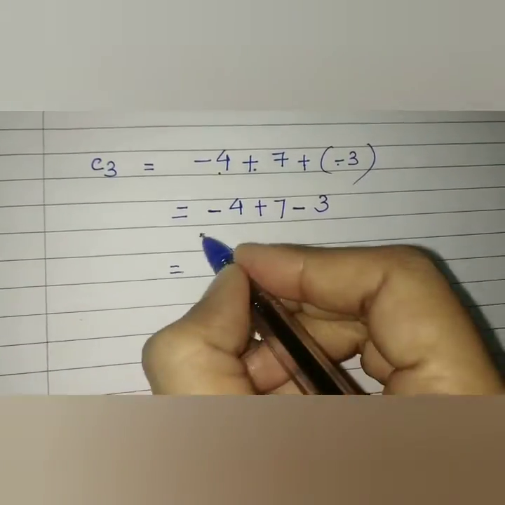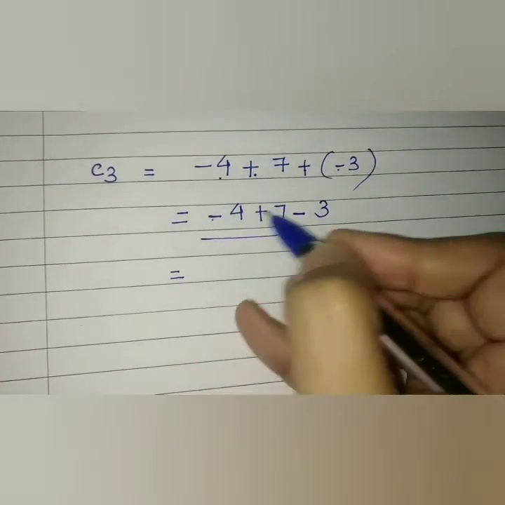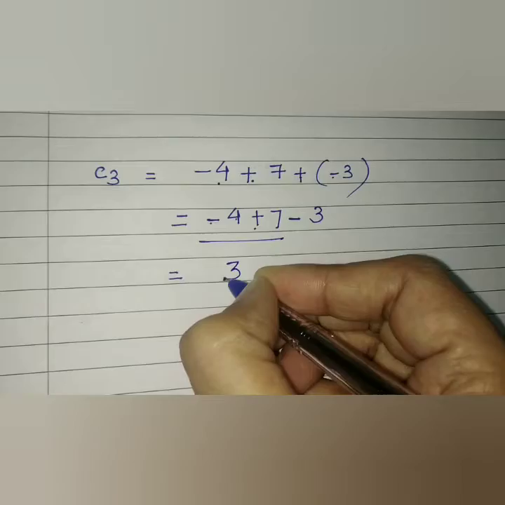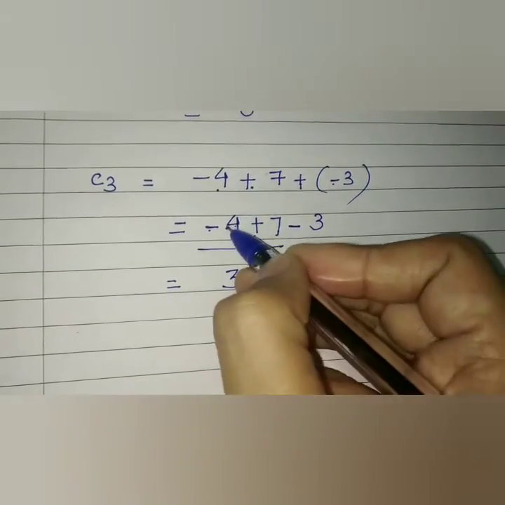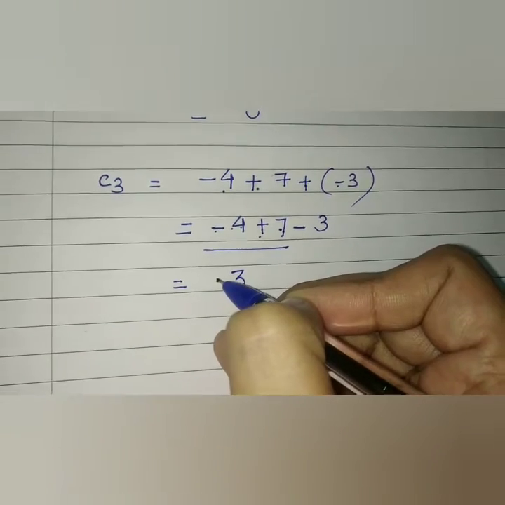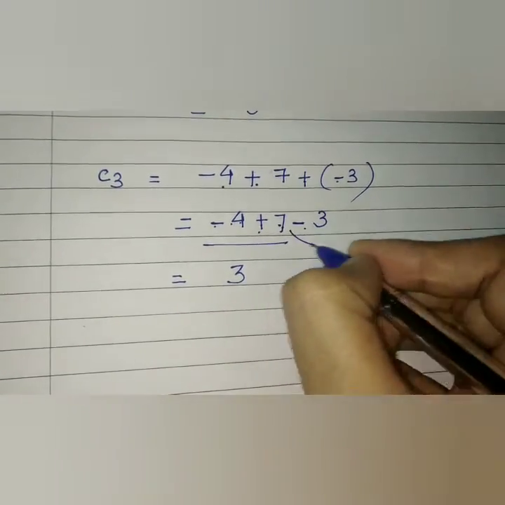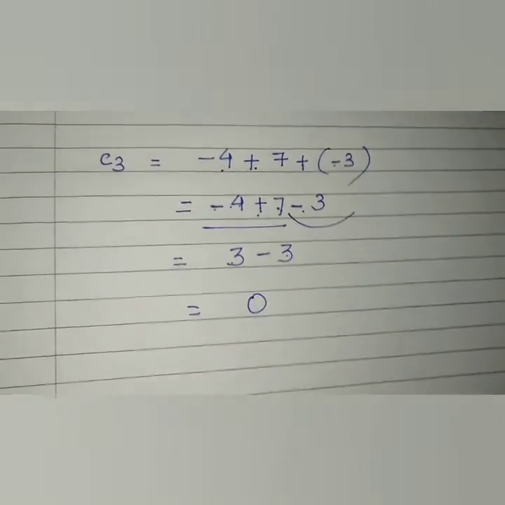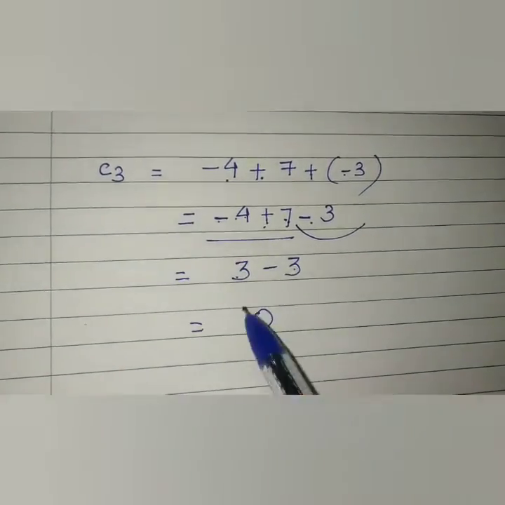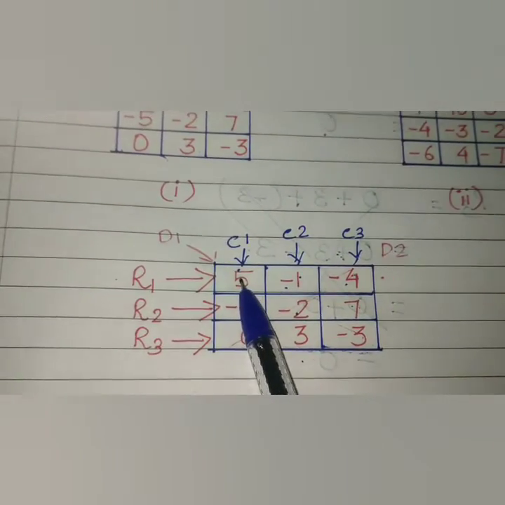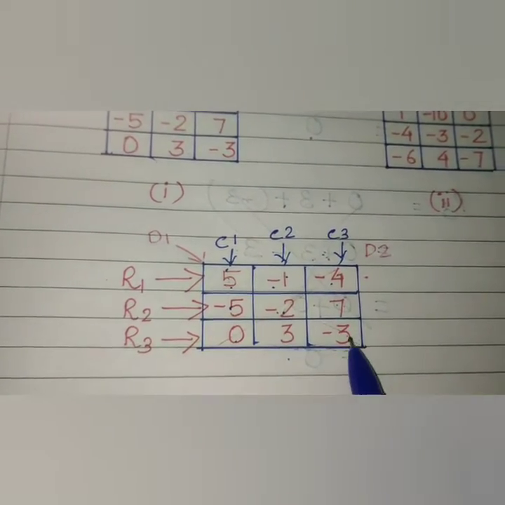Okay, now we'll solve these two values. Minus plus is equal to minus. 7 minus 4 is what? 3. Since between 7 and 4, 7 is the greater number, it has a plus sign, so we will not write any sign in front of 3, and the remaining value is minus 3. 3 minus 3 is what? 0. So the answer of column number 3 is what? 0. Okay, now diagonal number 1 is 5, minus 2 and minus 3.